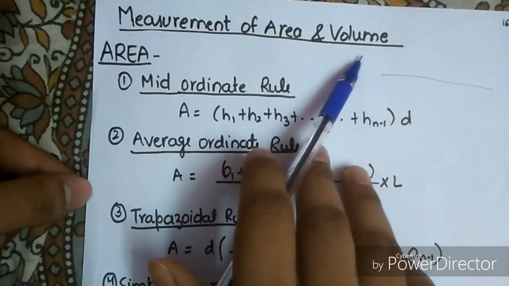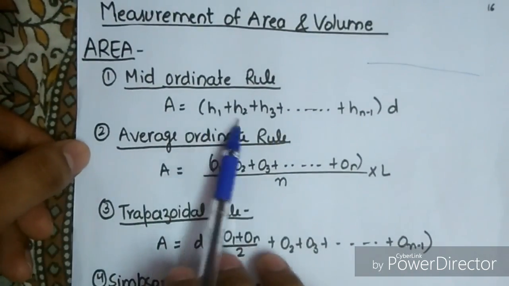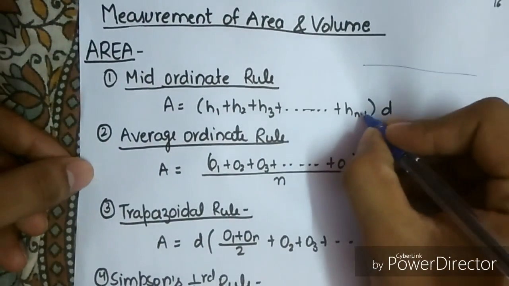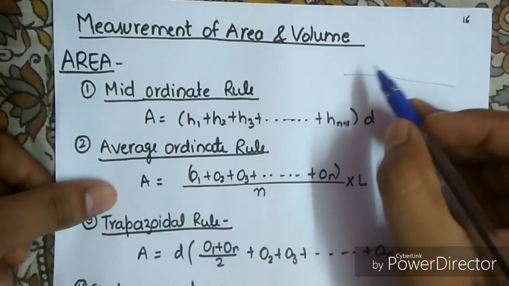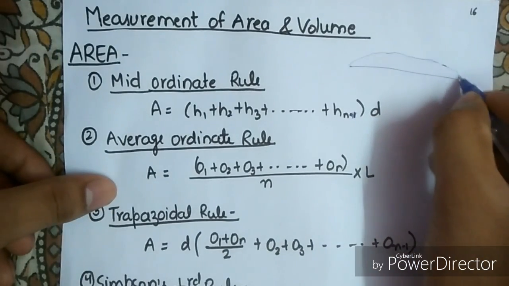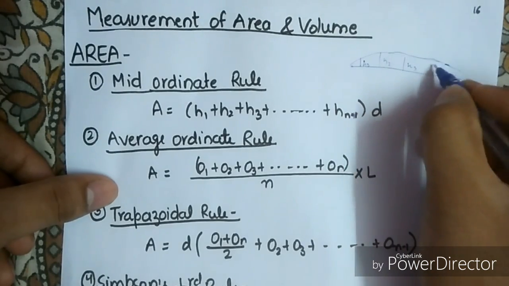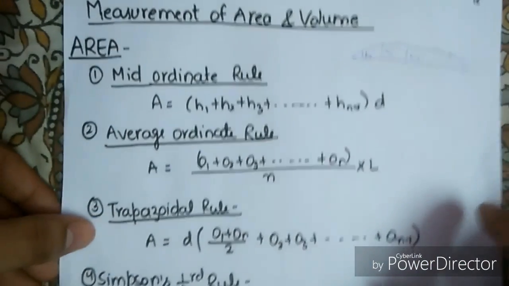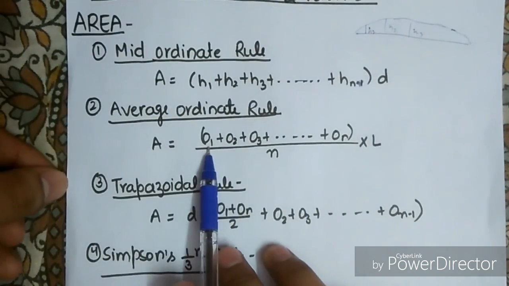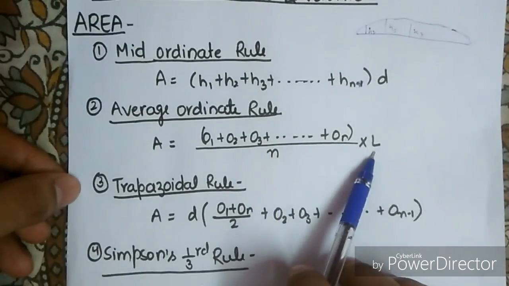Last topic is measurement of area and volume. We have four formulas for it. First one is mid-ordinate rule. Here we are having A equal to (h1 plus h2 plus h3 up to hn minus 1) into d. Okay, this is hn into d. Here we are having different heights, we are having a profile and different heights like this. Okay, here we are having h1, h2, h3 like this up to hn. So we can use mid-ordinate rule to find the cross-section area. Now average ordinate rule, we take the average of all this dividing by n number of observations, into length.